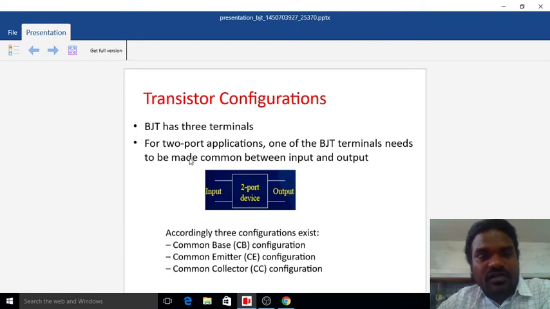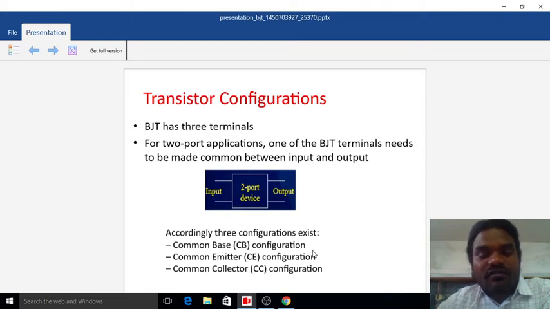For the 2-port application, one of the BJT terminals needs to be made common between the input and output. Among the 3 terminals, 1 terminal can be made common, so there are 3 possible configurations. If the base is common for the emitter and collector, that configuration is named common base configuration. In short, we call it CB configuration, and it is also called grounded base configuration. That means whichever terminal we take as common for the remaining two terminals, it must be connected to ground, so it is named grounded base configuration.